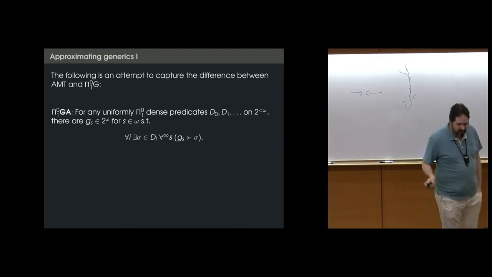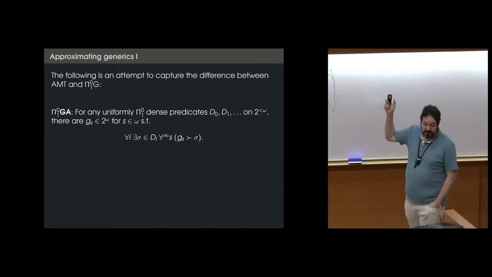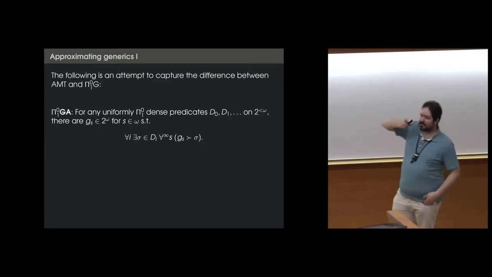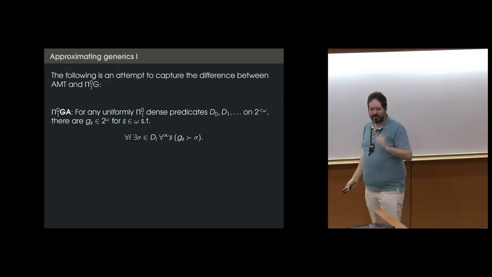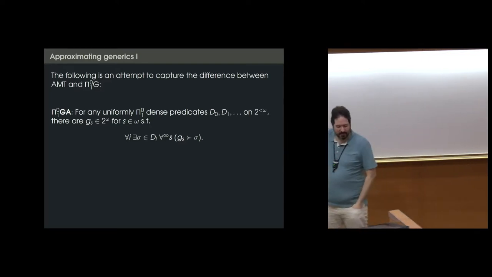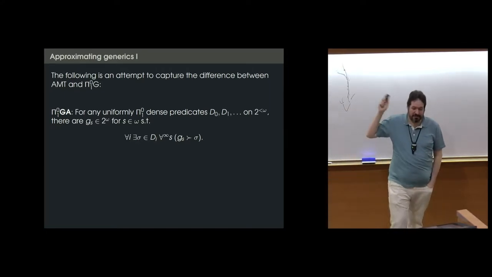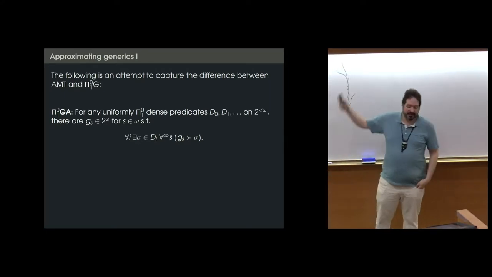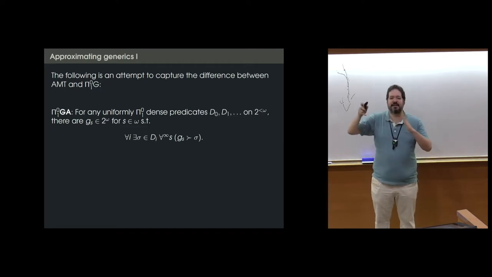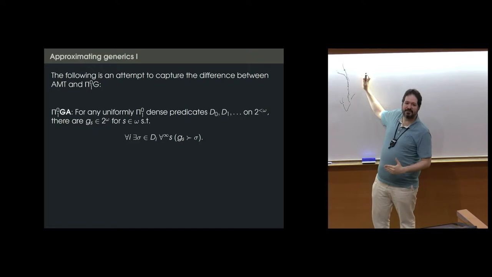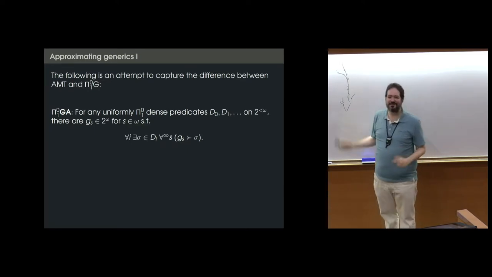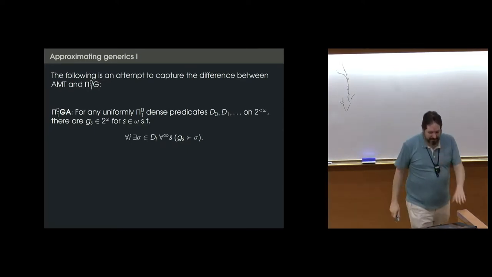So if you have these uniformly Pi 0 1 dense predicates, then what the principle says is that there is an approximation, G0, G1, et cetera, such that in the limit, they become a generic. So for every one of our dense predicates, there's some sigma such that from some point on, the G's extend that sigma. So they dance around, they go here, eventually they settle on something in D0, and then eventually they settle on something in D1. Though, of course, not necessarily in order, right? They might settle on the one in D1 before the one in D0, and so forth. So that's the Pi 0 1 generic approximation.